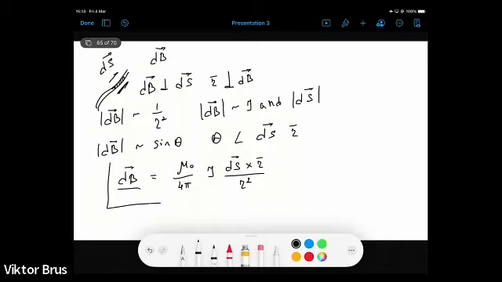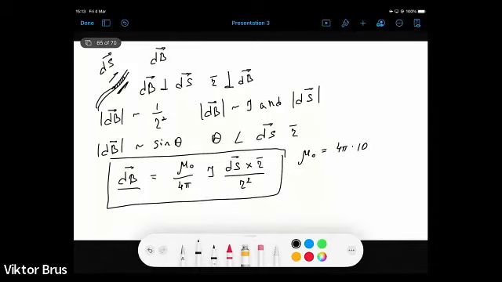So that is actually the Biot Savart law. Mu naught is permeability of free space, like magnetic permeability of free space, and that is equal to 4 pi times 10 to the power of -7 Tesla times meter divided by ampere. So this is one of the fundamental constants.